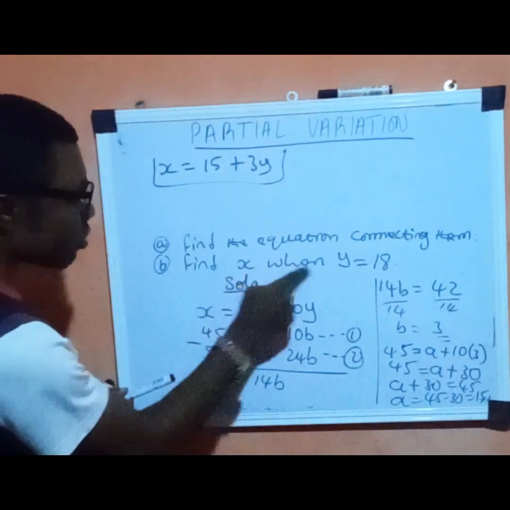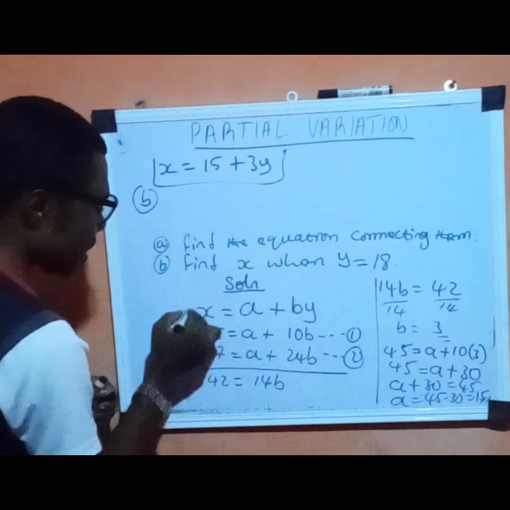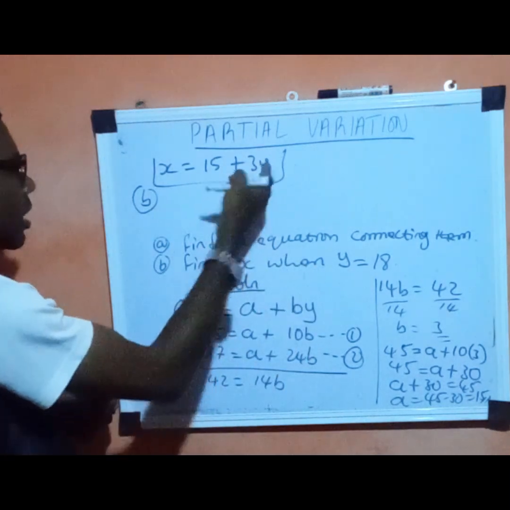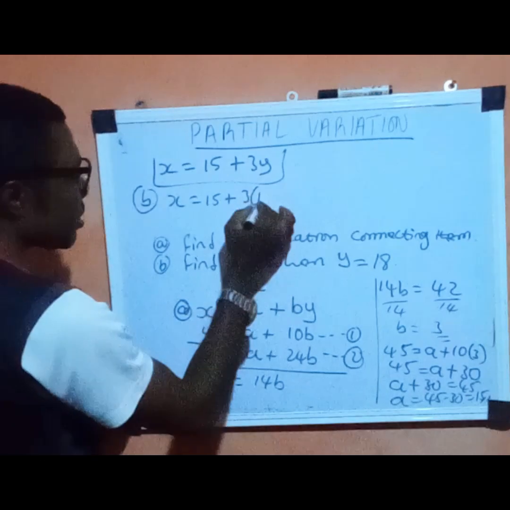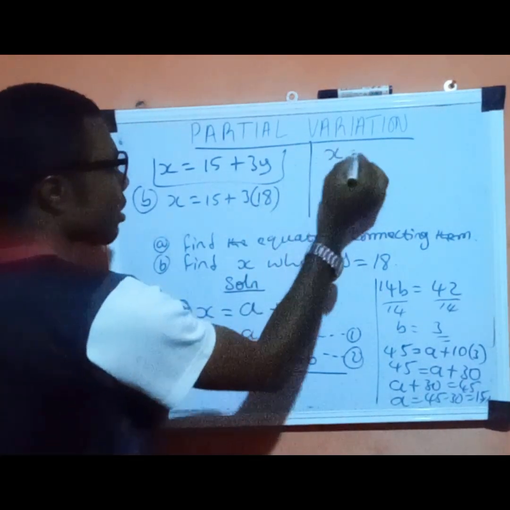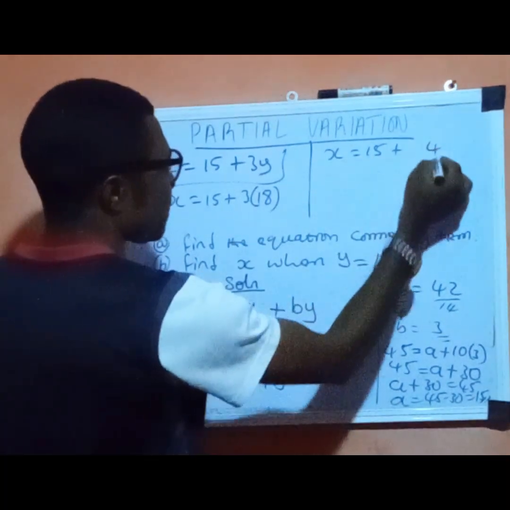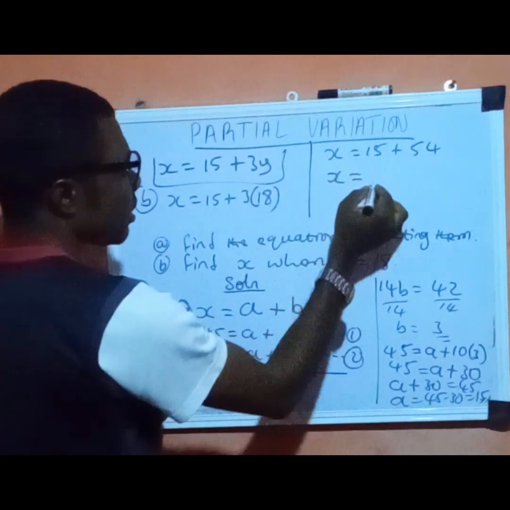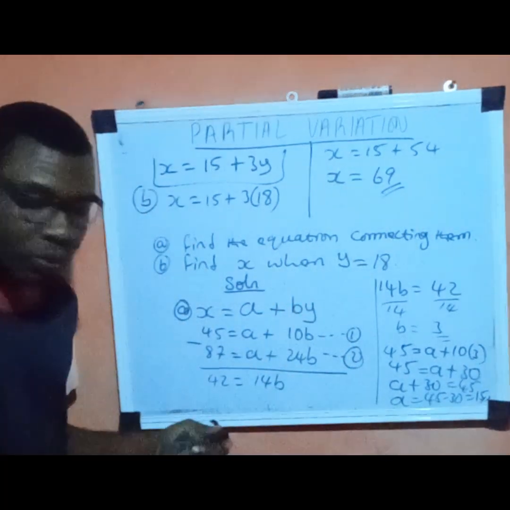They say find x when y is 18. That is the number B question. What we just solved is A. The number B is to find x when y is 18. Just substitute the 18 here. x will be equal to 15 plus 3 times 18, and that will give us what? It will imply that x equals 15 plus 3 times 18, which is 54, and then x simply is 69, and we are good to go.